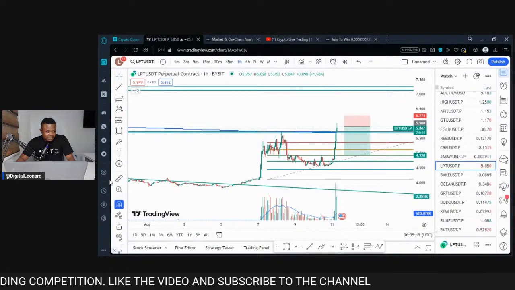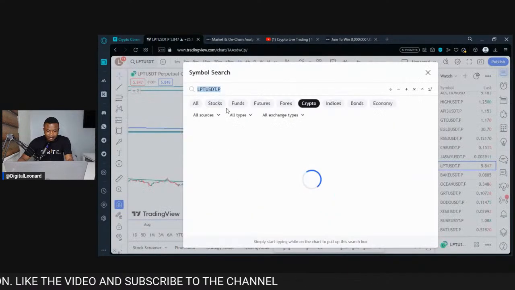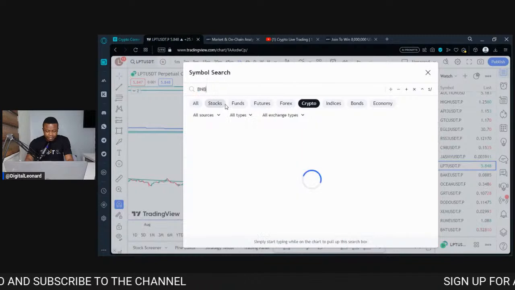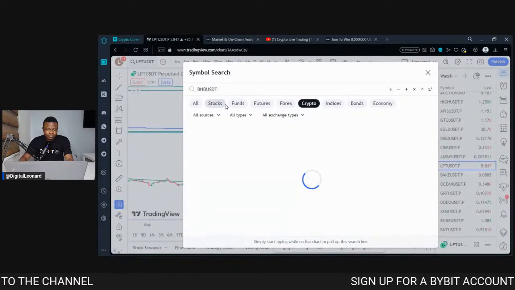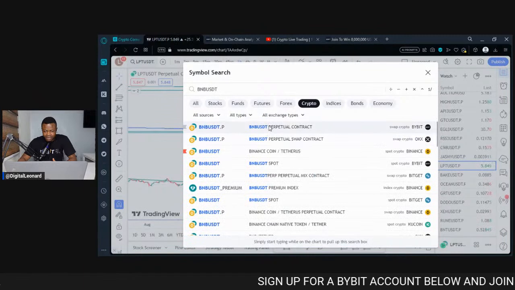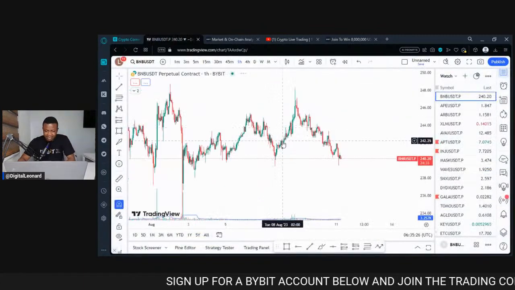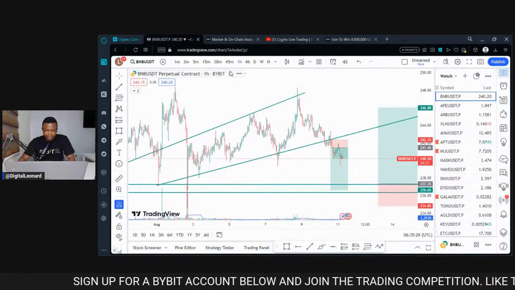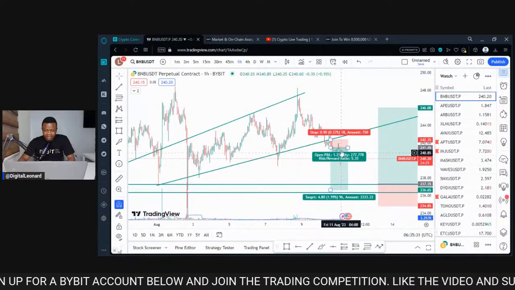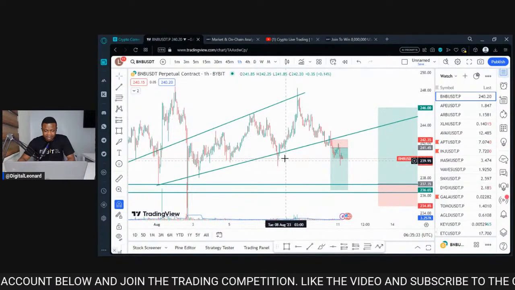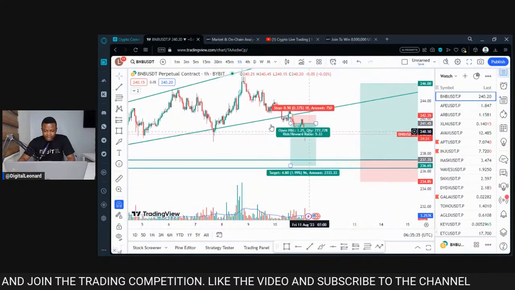Classy wants us to look at BNB. Let's look at BNB and see what's there. BNB USDT. Guys, smash that like button so that we can get to as many persons as possible. Currently, if you took this setup for BNB yesterday, that is exactly what is playing out right now.